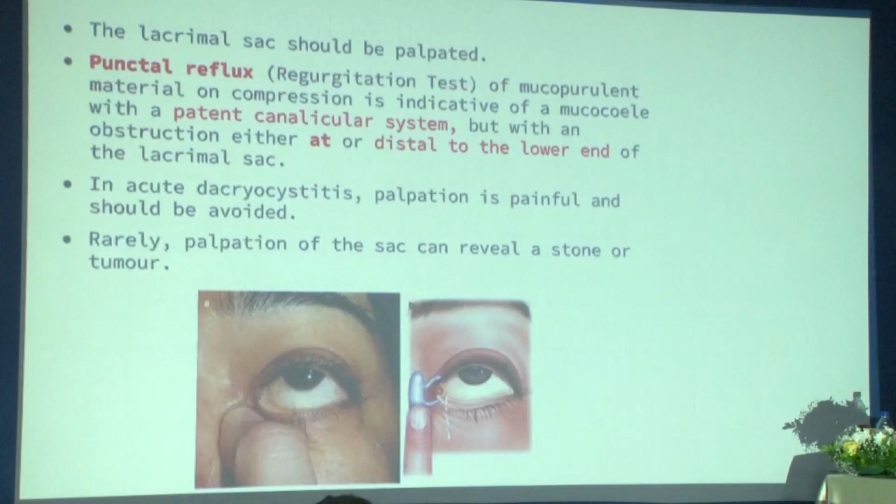Next, regurgitation test. This is an important test which we do. Regurgitation of mucopurulent material on compression is indicative of a mucocele with a patent canalicular system, but with an obstruction either at or distal to the lower end. Because if punctal reflux is taking place, this means that the anterior lacrimal drainage system is patent.